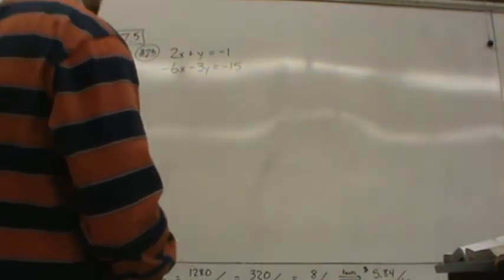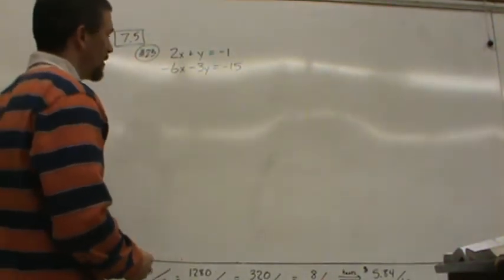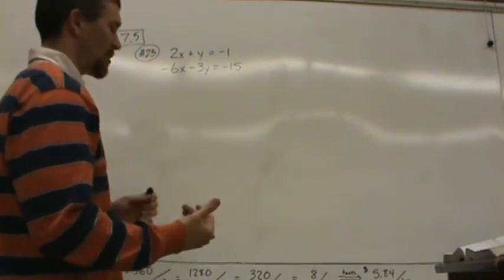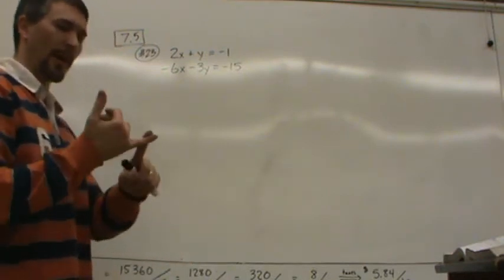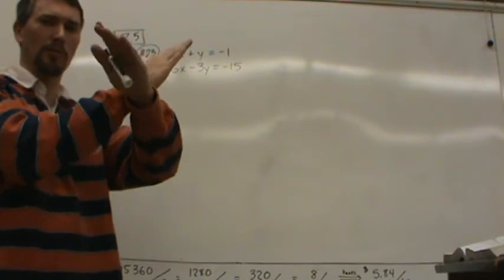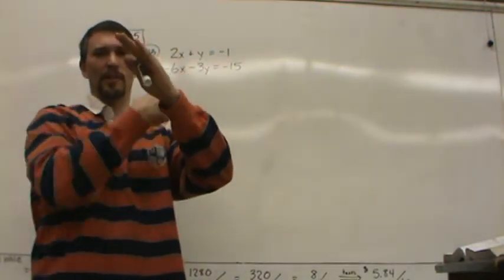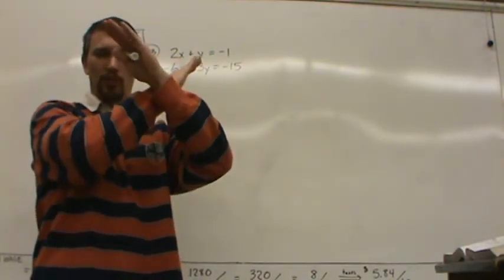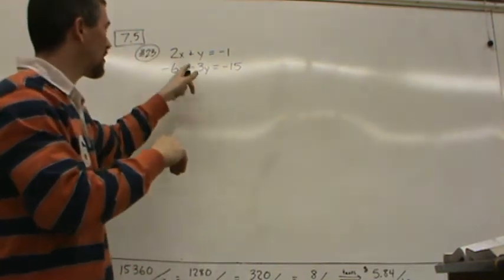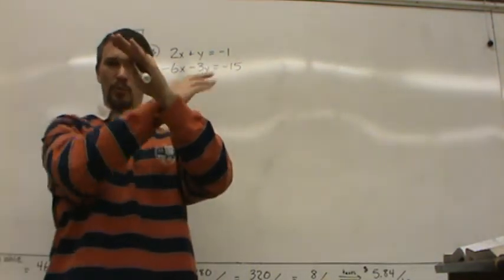Here's number 23 from 7.5. In this section, they're asking: does it have one solution? In other words, do the lines intersect? And if they did, it would just be at one point. So they're giving us a couple of lines, and they want to know, do they intersect at one point?